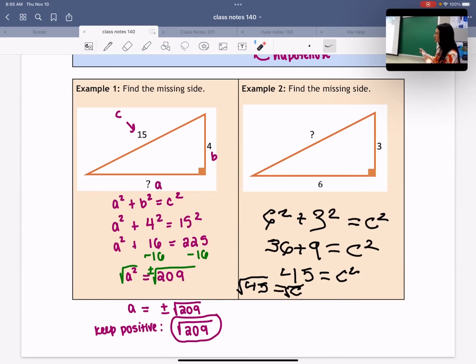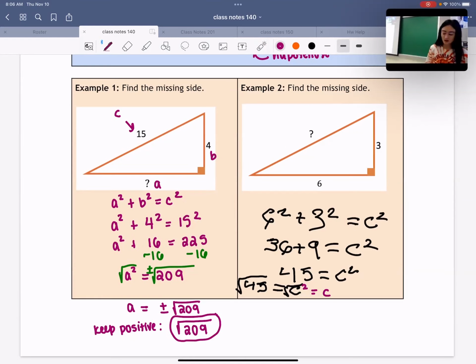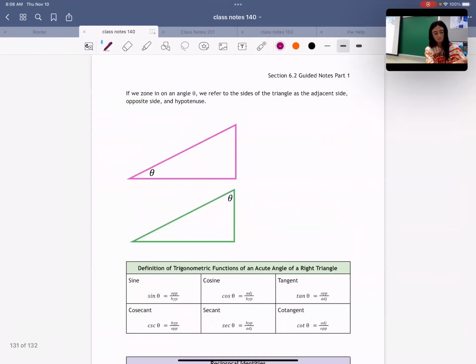Any questions on example 1 or 2? Yeah, talking about notation here, one thing I would do is keep it as the square root of C squared, which is C, right? So C does equal the square root of 45 at the end. As long as you get the square root of 45, I'm good. But good question there. Any other questions on example 1 or 2? Sounds good. All right, let's go to the next page here.